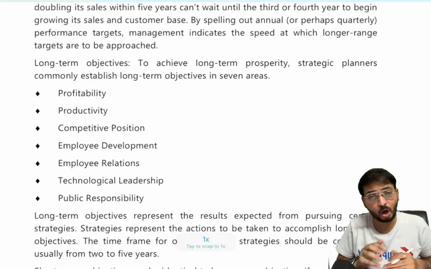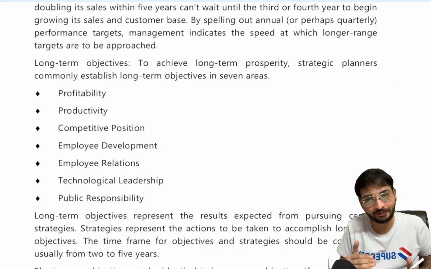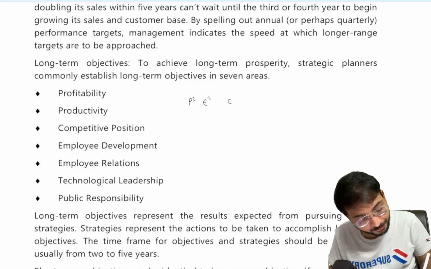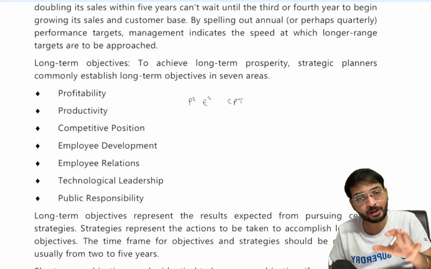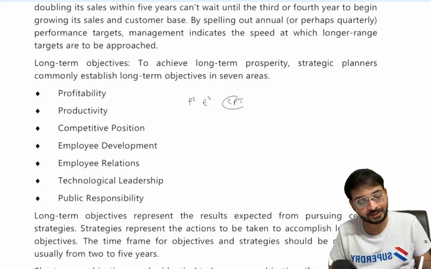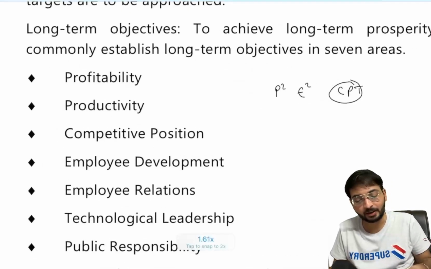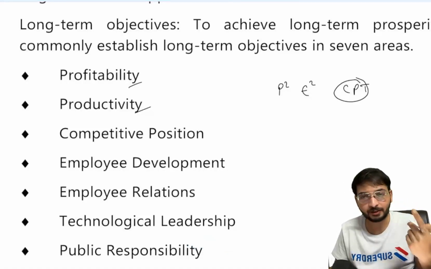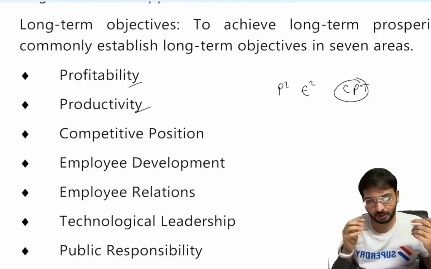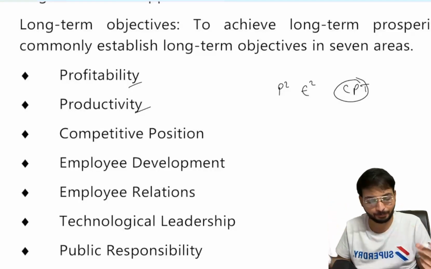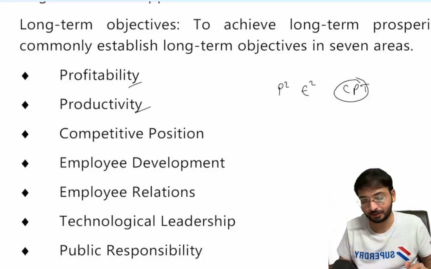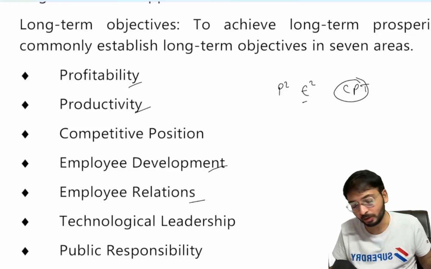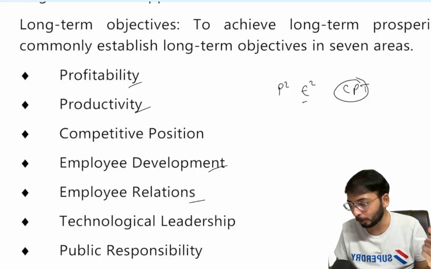Now this long term objective can be found in 7 areas. What are they? P square, E square, CPT. So now you guys are writing foundation. When we wrote, it is called CPT, right? So P, in profitability we can find a long term objective. In productivity you can find a long term objective. Productivity means a company generally producing, an industry producing properly. Next E, these E all are related to employees, your employee development, your employee relations.